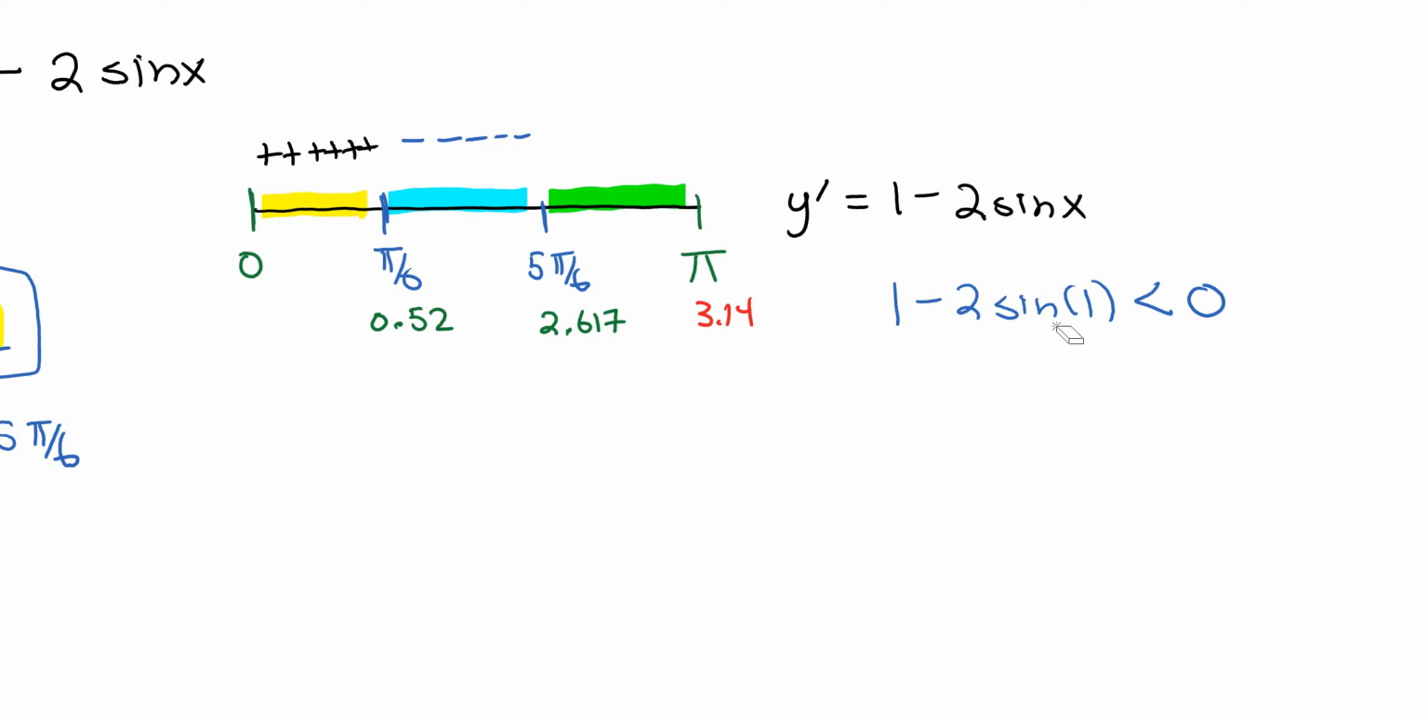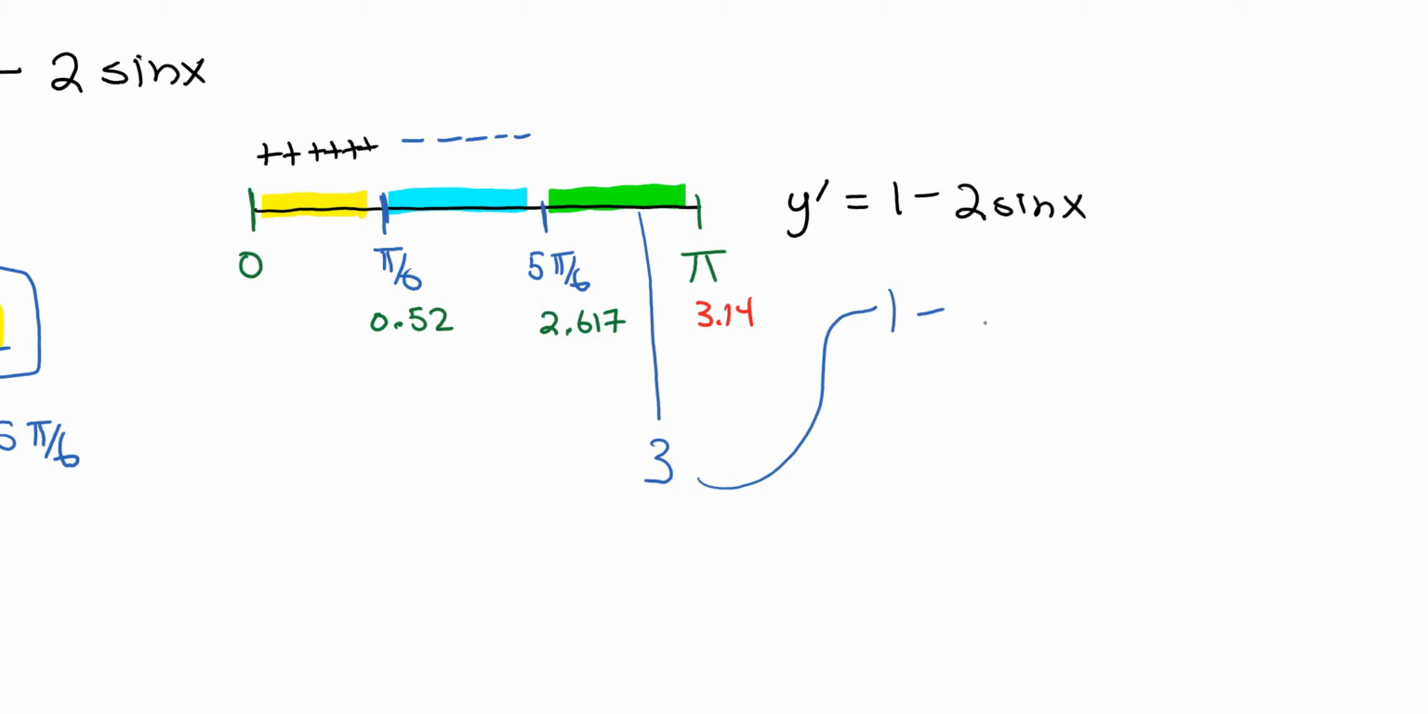Finally, we can pick a number in the green region. A number there could be 3. If I plug that in, that'd be 1 minus 2 times sine of 3, and that would give you a positive result. So this whole region is positive. Great. I know I'm kind of rushing a lot of the questions in this video just because the questions are very long. We can finish off with a final result here.